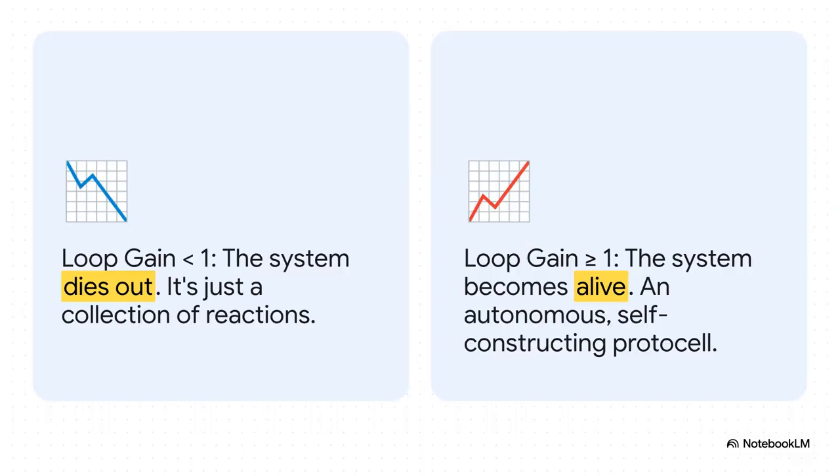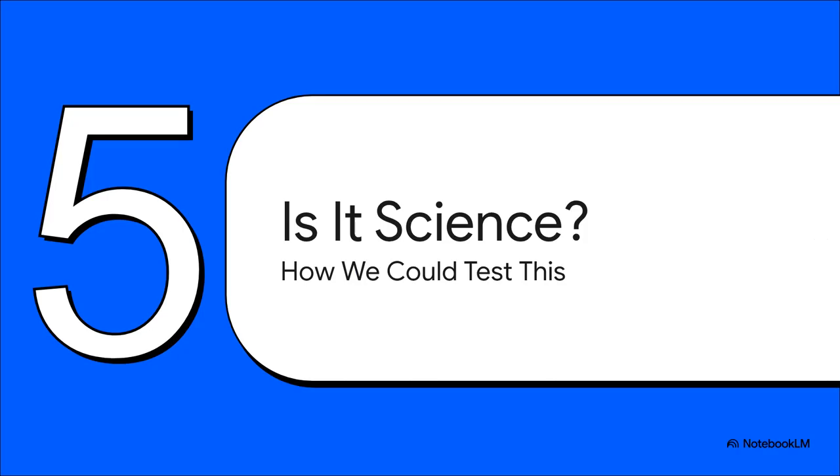And Creed gives us a way to put a hard number on this moment. It's called the loop gain. If the gain of that feedback loop is less than 1, the system just can't keep up. It loses stuff faster than it can make it, and eventually, poof, it dies out. It's just a collection of reactions. But the moment that loop gain hits 1 or goes above it, bam, the system becomes self-sustaining. It crosses the autonomy threshold. It's no longer just chemistry. It's an autonomous individual. It's a protocell. It's alive.